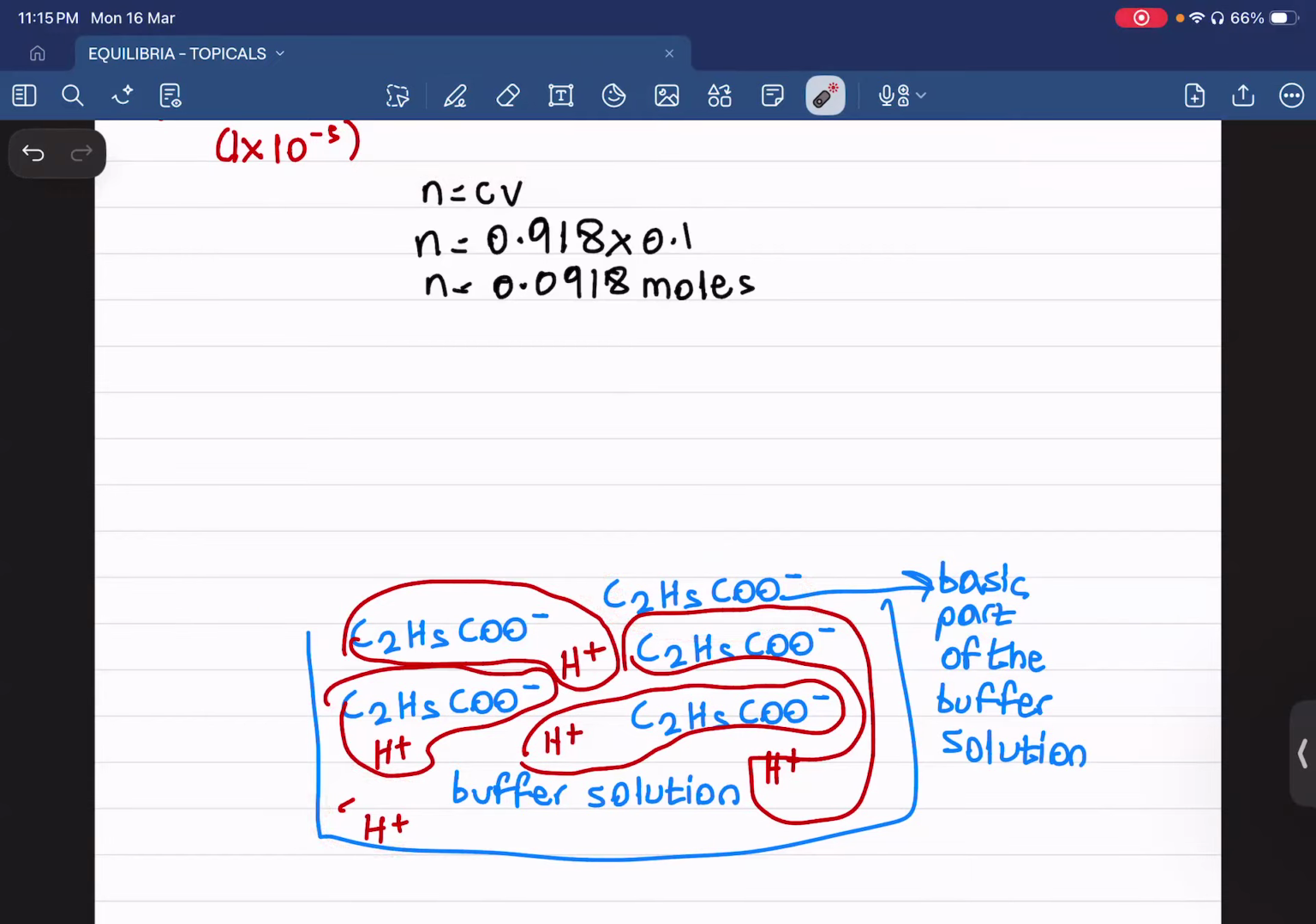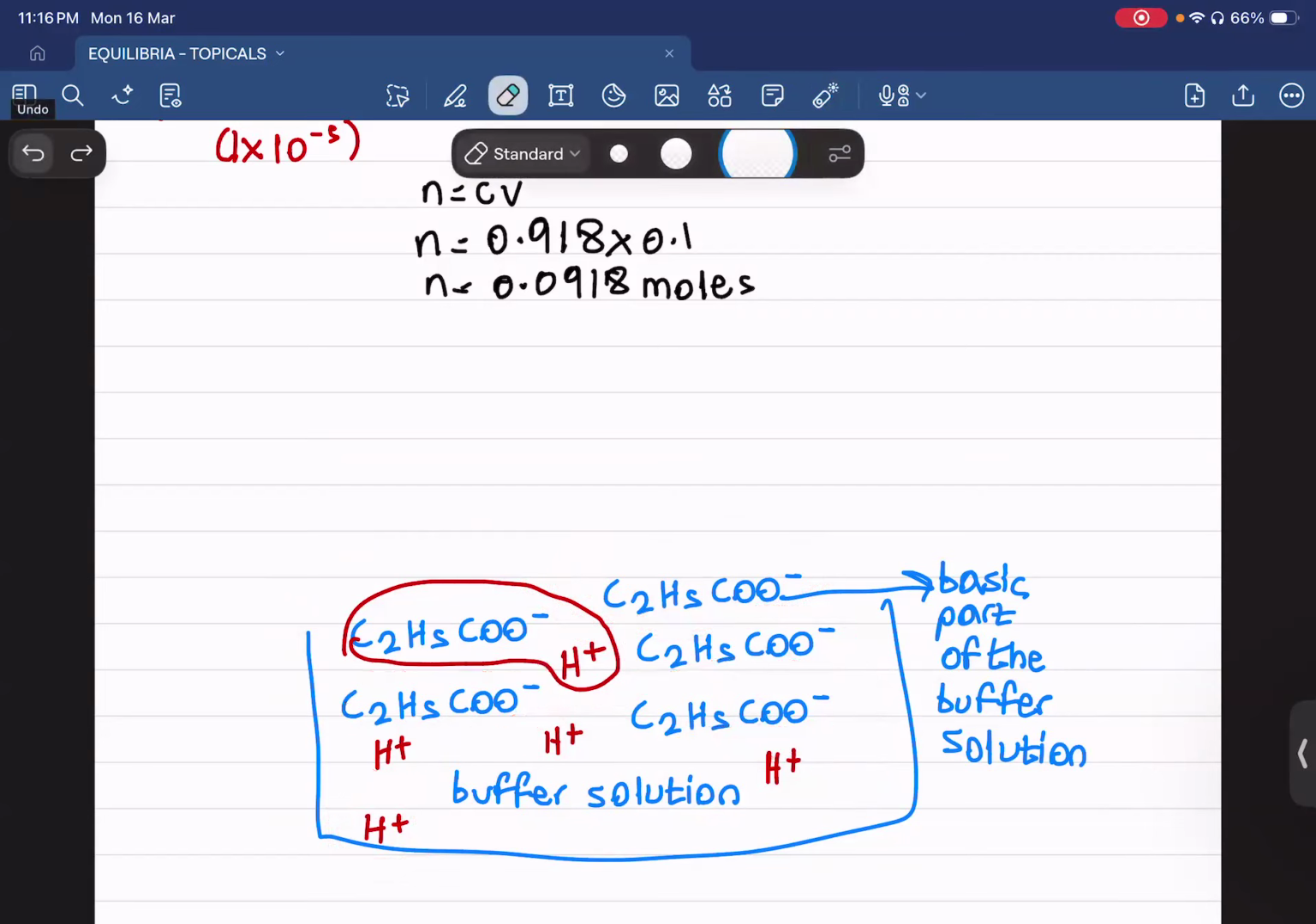Are all of the H plus ions which you added externally into the buffer solution eliminated? Yes, they are eliminated. If they are destroyed, can they now have an effect on the pH of the buffer solution? No, right? Because they're not existing. If something doesn't exist, it can't have an effect. Okay, this is example one.